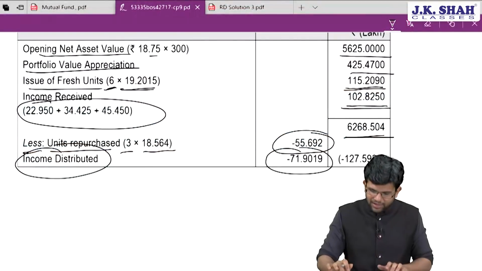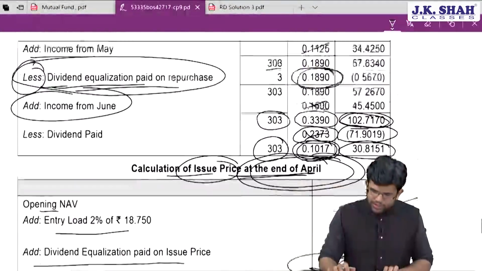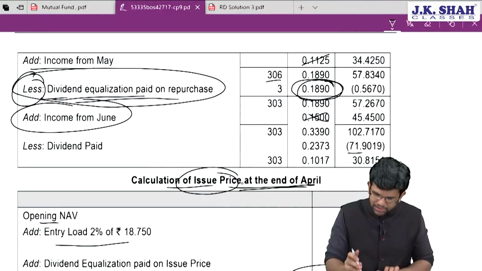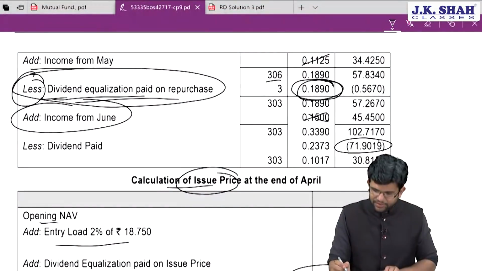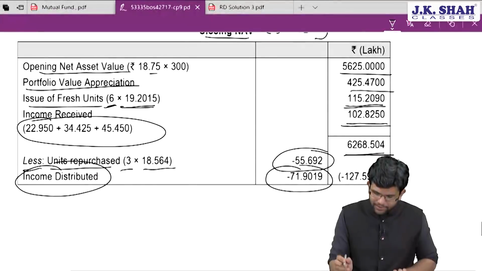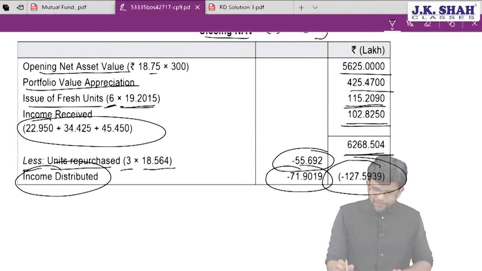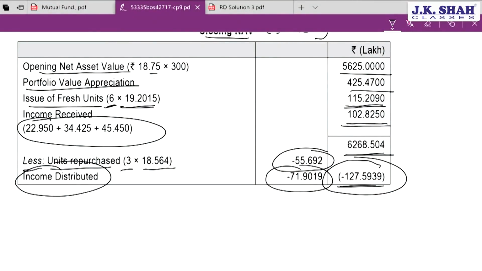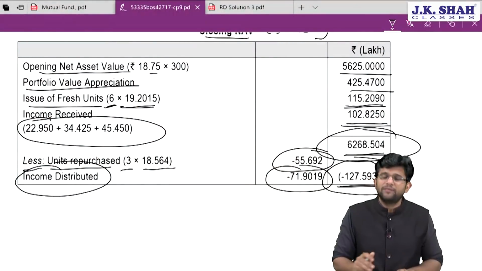Students, that also we have calculated earlier. I'll show it to you. Yes, you can see here. Total income that you are distributing is 71.9019. That is nothing but 70% of the available income. I hope you remember that. So that also will reduce your fund value, correct? And therefore the total reduction in the fund value will be 127.5939 from this 6268.504.